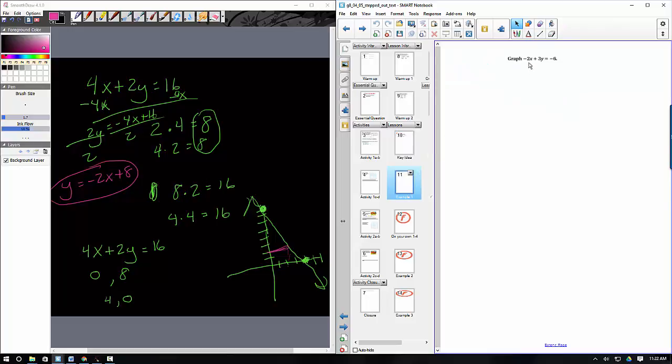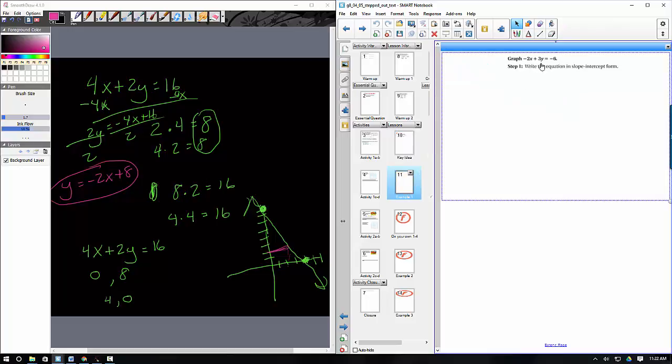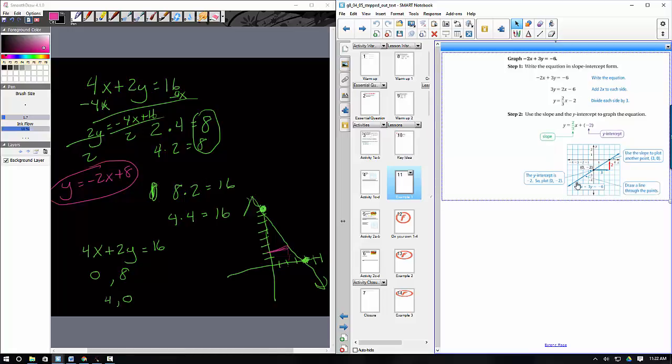And here's an example. It says to graph this out. And I can write this in slope-intercept form. So I add 2x on both sides, and then I divide by 3. So I'm going to have y equals 2/3 x minus 2. And so my starting point is negative 2, and I go up 2 over 3, up 2 over 3. And it looks just like this.